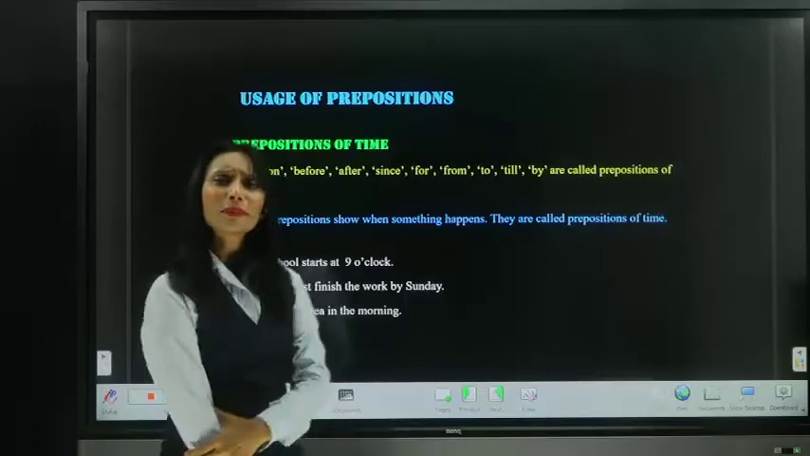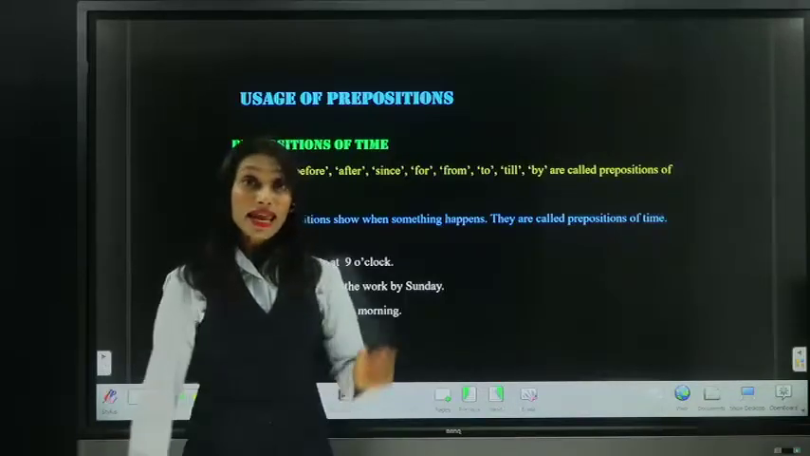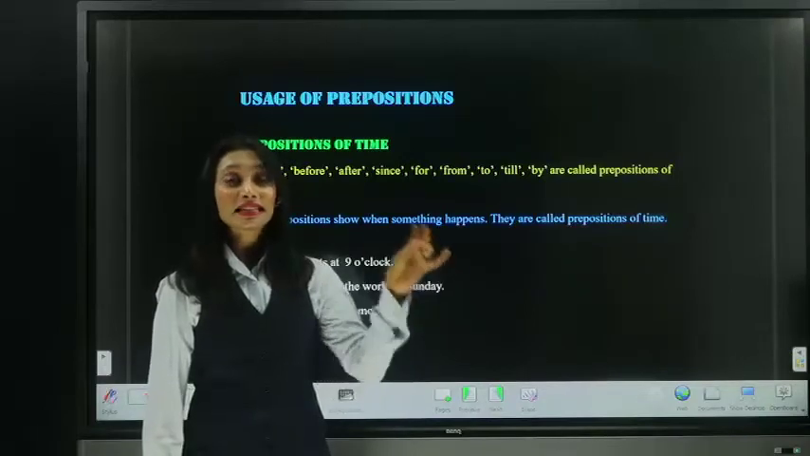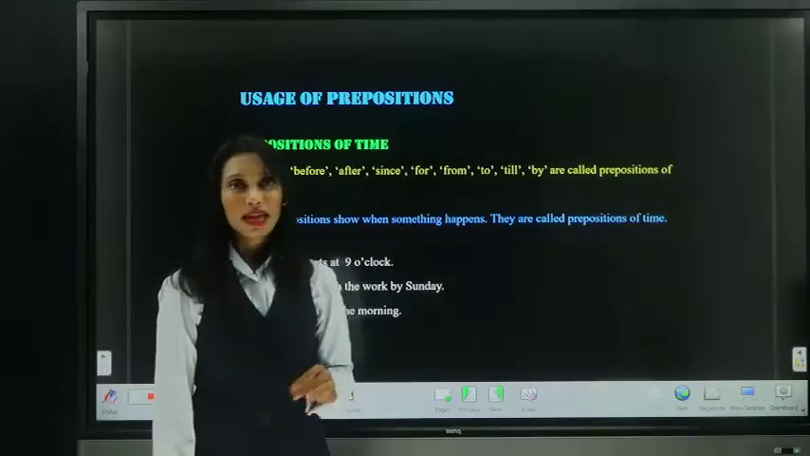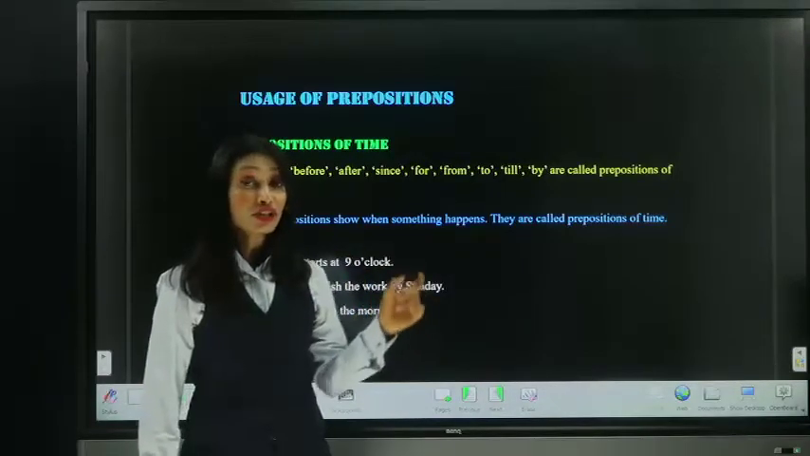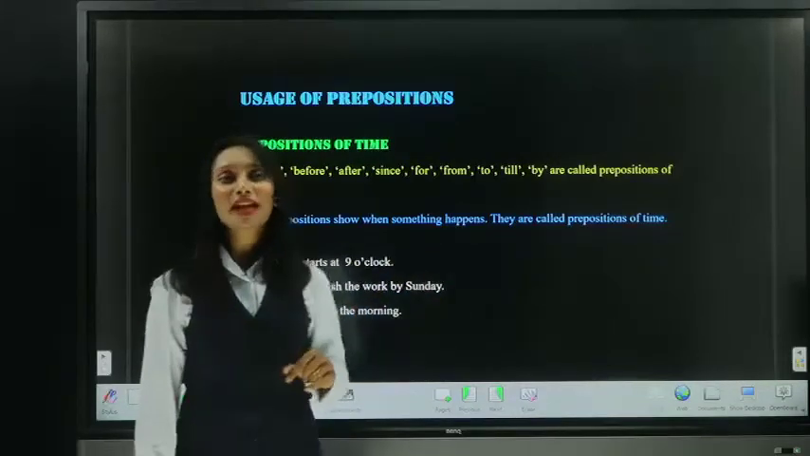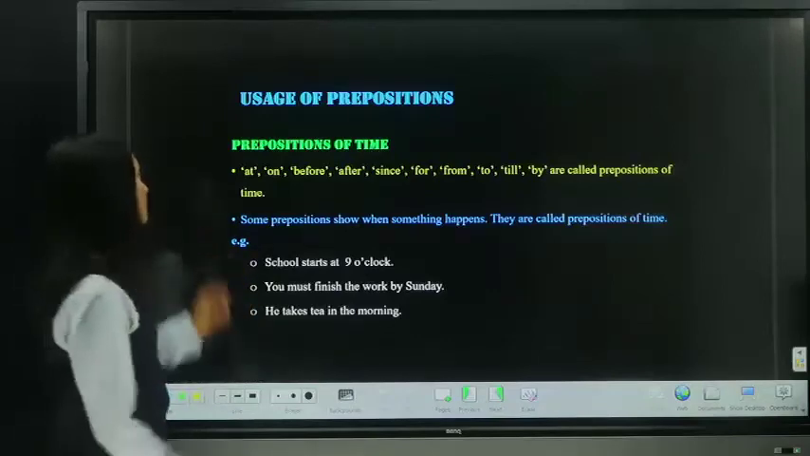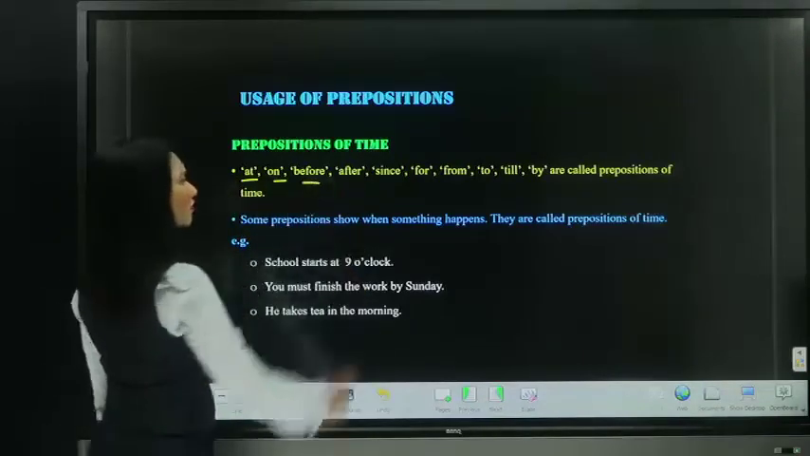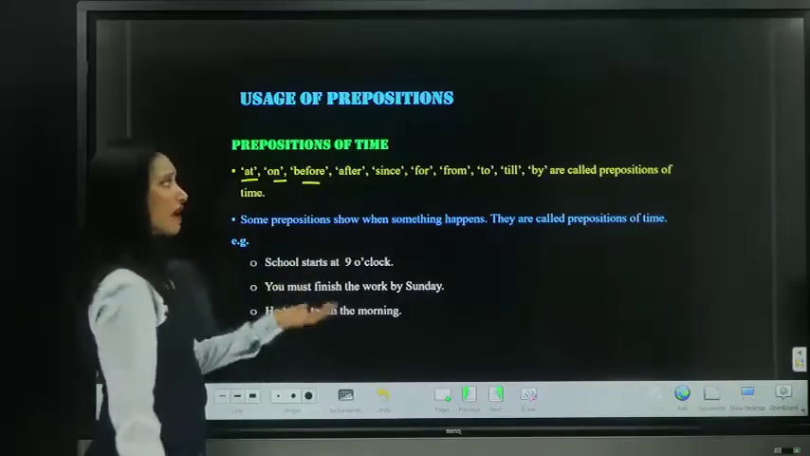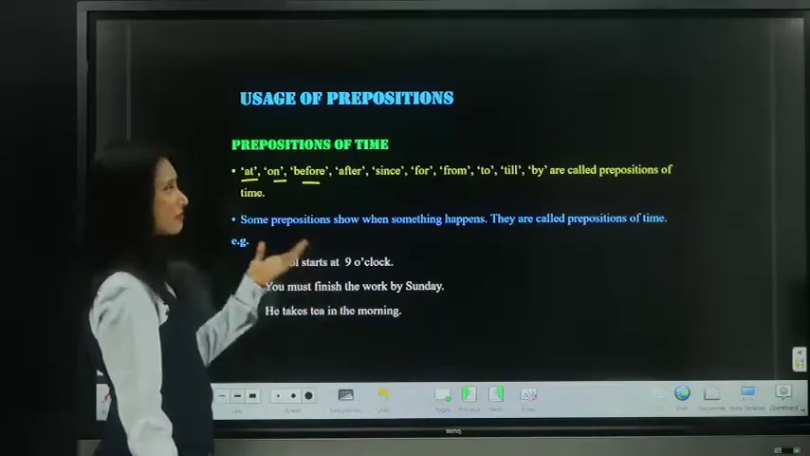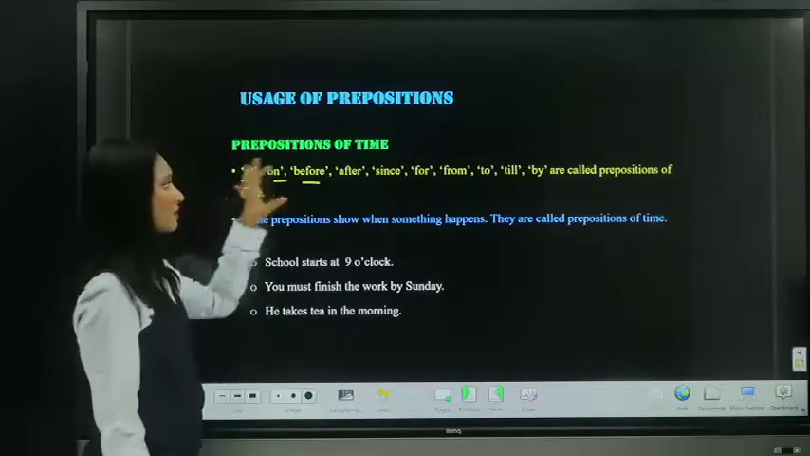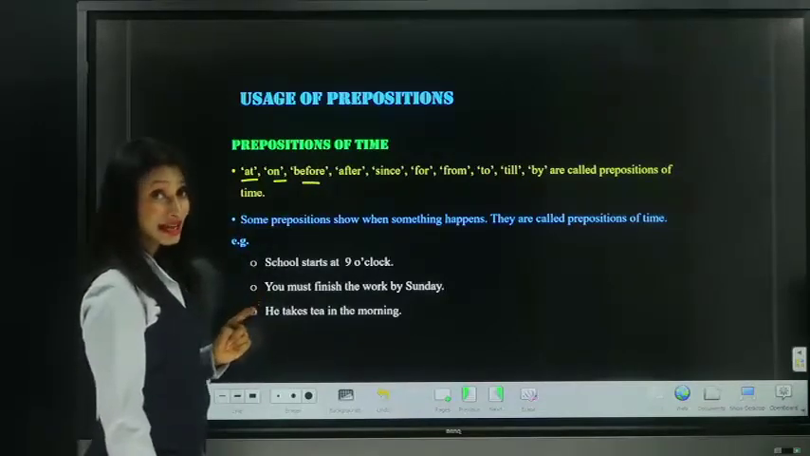What are the prepositions of time? Any preposition which denotes the time of an action is called a preposition of time. Look at this: at, on, before, after, since, for, from, to, till, by are called prepositions of time because they are denoting the time of an action.